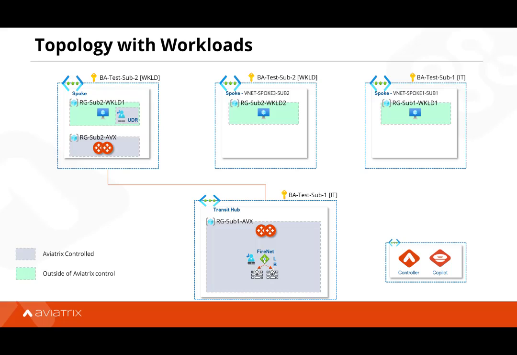Once our deployment is complete, our topology now expands to a hub and spoke architecture with 3 spokes, each containing a test VM. Our initial spoke is the only one connected to our Aviatrix transit, and only the hub and spoke 1 are visible to Aviatrix.